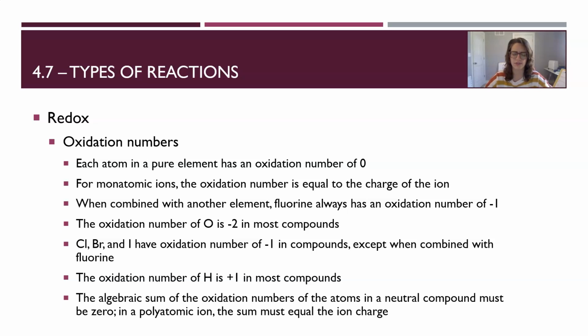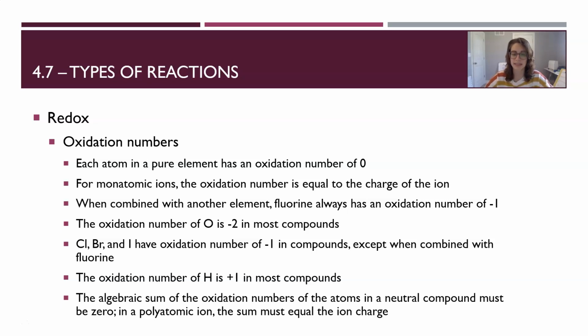These are very, very similar to charge. The oxidation number for oxygen is -2 in almost all compounds. Chlorine, bromine, and iodine have an oxidation number of -1 in compounds, except when combined with fluorine. Then they're going to have a +1 because fluorine is always going to have a -1. The oxidation number of hydrogen is +1 in most compounds. And then finally, the algebraic sum of the oxidation numbers, so basically when you add them all up, for a neutral compound has to be 0. If it's a polyatomic ion, it has to equal the ion charge.